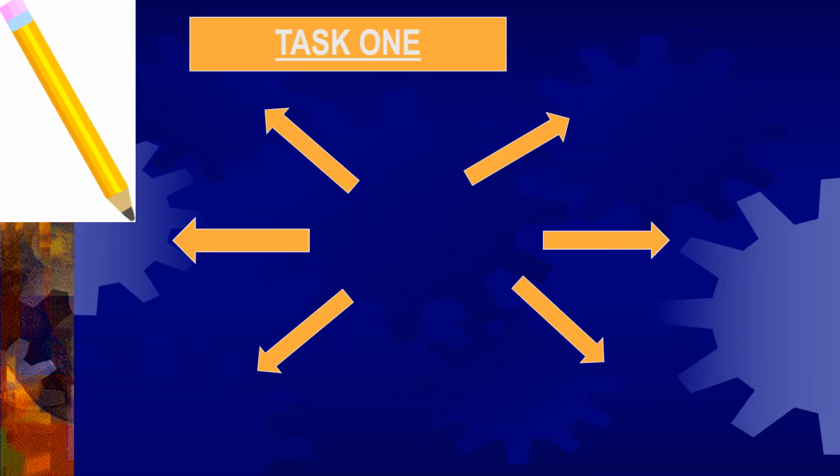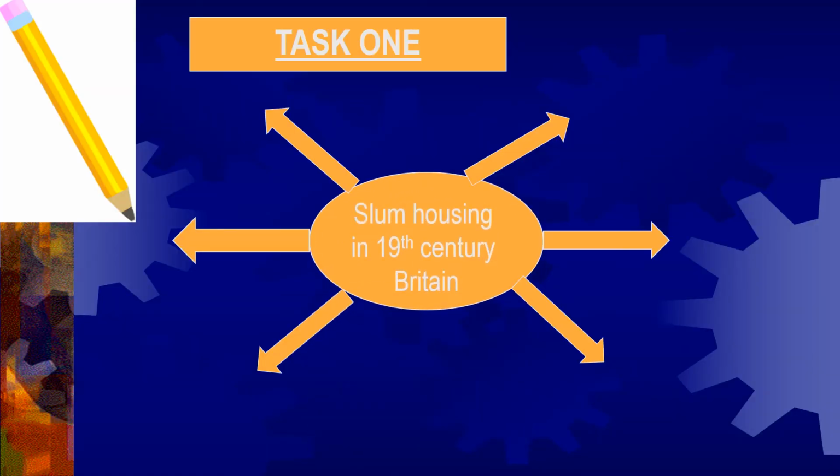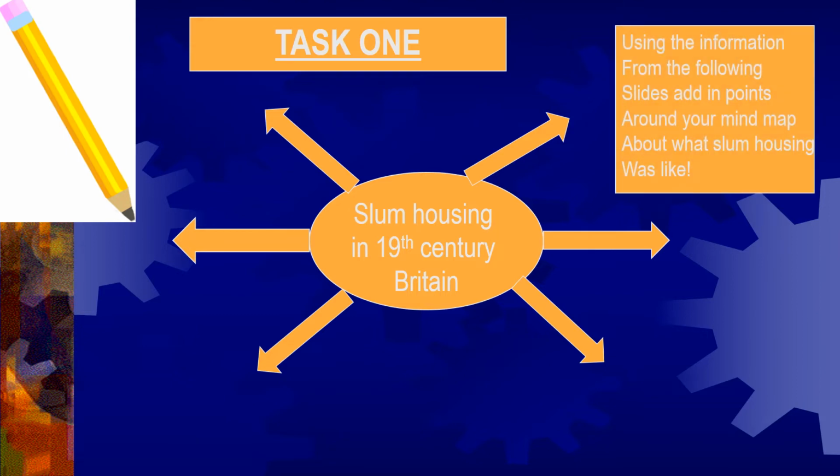Our first task for today is to look at slum housing in 19th century Britain, so where the working class lived. I'd like you to use the information from the following slides, which we're going to go through, to add points around your mind map about what slum housing was like. You're going to see a lot of pictures, we'll discuss a few things, and you just need to add points around your mind map.